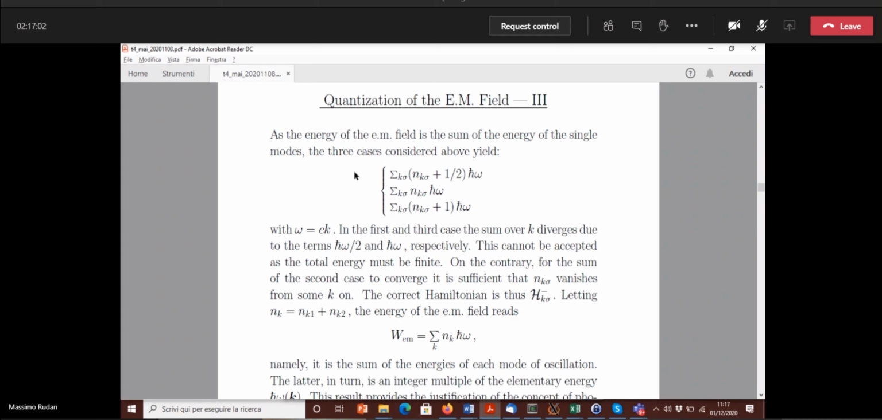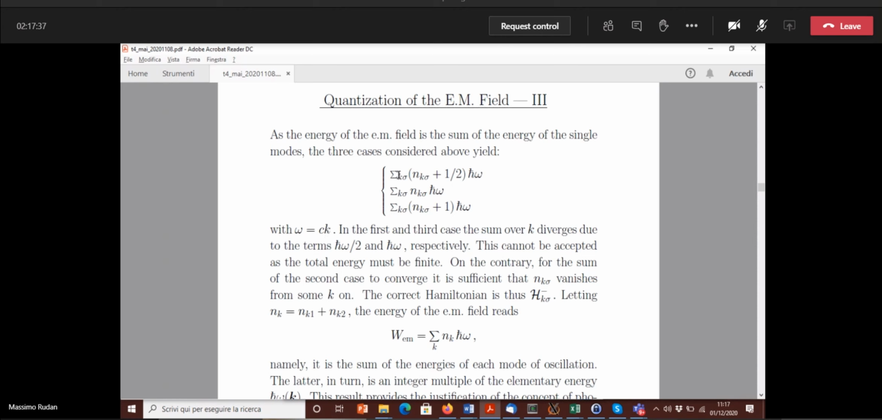Now the issue is that you see immediately that the first expression and the last expression diverge. Why? Because the first expression has 1/2 h bar omega, and the last expression is 1 times h bar omega. So h bar omega is equal to the product of c times the modulus of k.